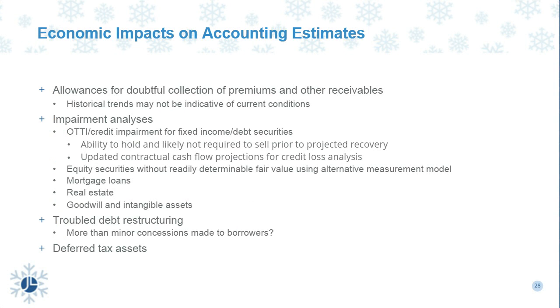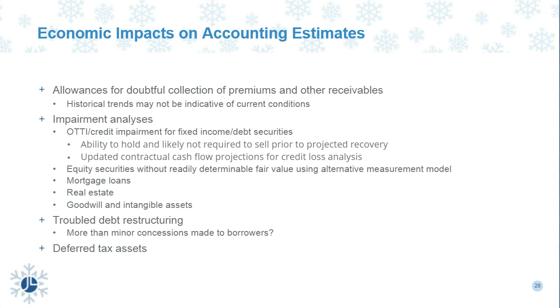So shifting gears now more toward the accounting side rather than the controls, thinking about accounting estimates and really what's going to be front and center as we head to this December 31st financial reporting. In the GAAP world, looking at allowances for doubtful collections generally is going to be based on historical trends and patterns, but this is a different year.